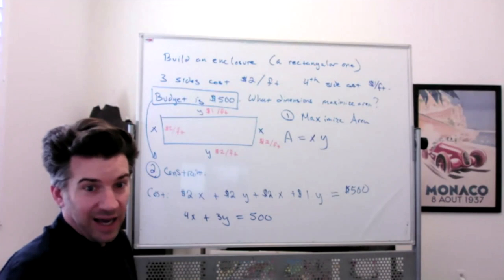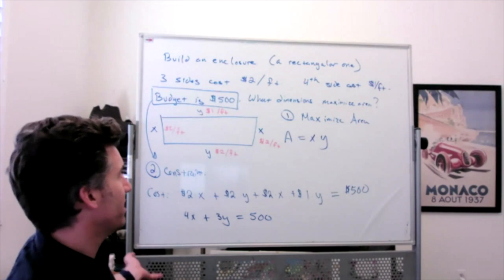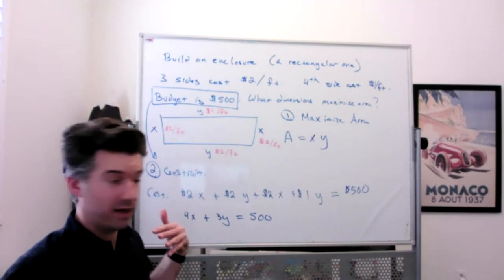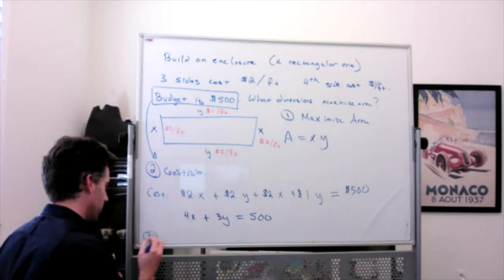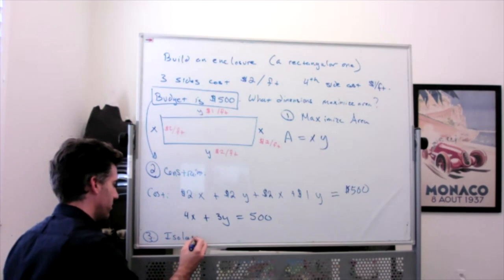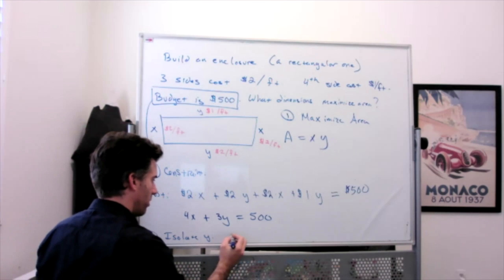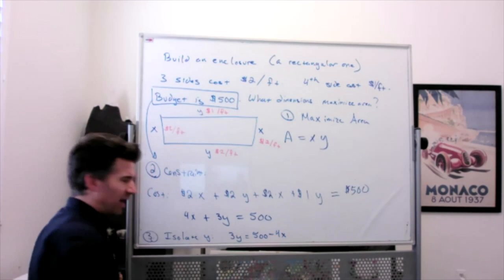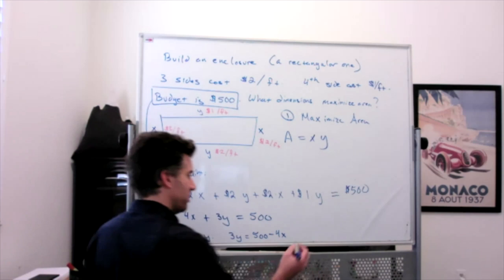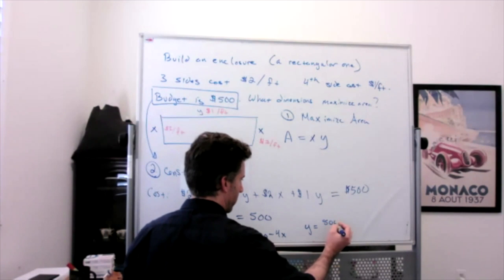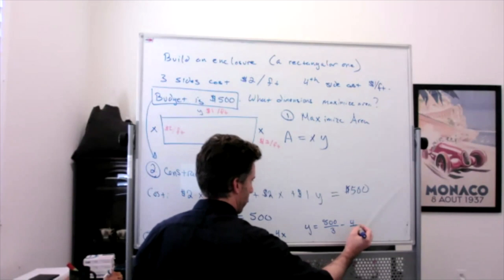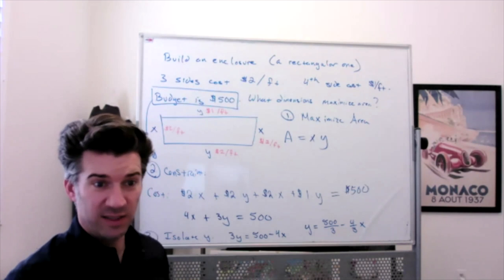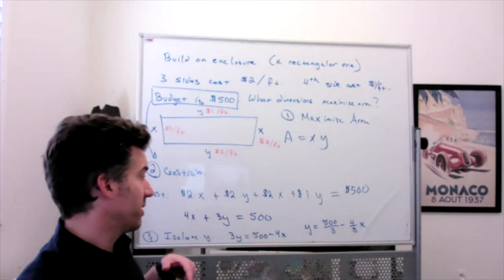And now I can isolate either variable. It really doesn't matter. I tend to like isolating y because we're used to working with functions of x. So we can isolate y. 3y is equal to 500 minus 4x, and then divide everything by 3, so that y is equal to 500 thirds minus 4 thirds x. And I definitely want to leave it as a fraction. I don't want to use a decimal approximation. I just want to leave it as 500 thirds minus 4 thirds x.